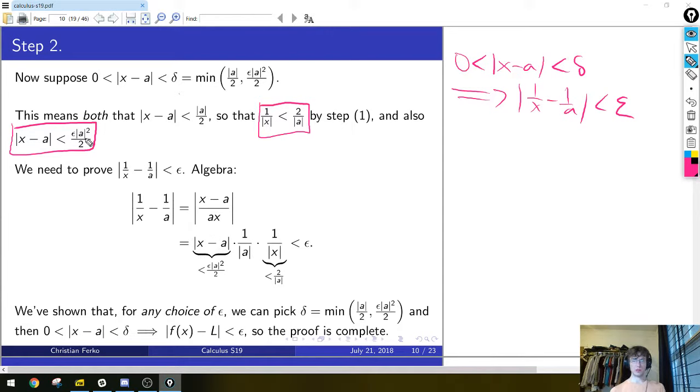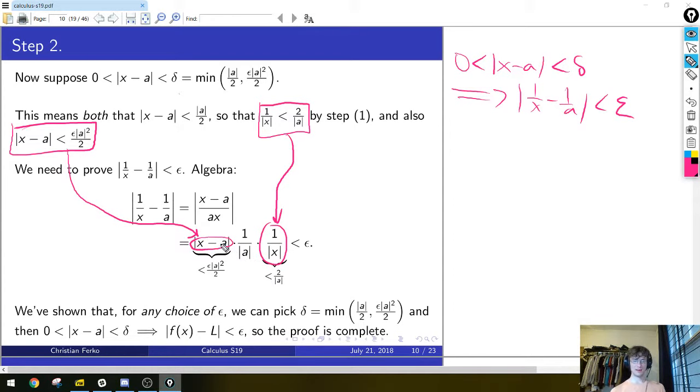We use the two assumptions we found above to conclude that these factors are all upper bounded by certain numbers. So the whole point of step 1 was to handle this factor here. 1 over absolute value of x is less than 2 over absolute value of a. The whole point of this restriction was that we can handle this factor: absolute value of x minus a is less than epsilon absolute value a squared over 2. So we use both of those, and now you can kind of see how the cancellation will work.